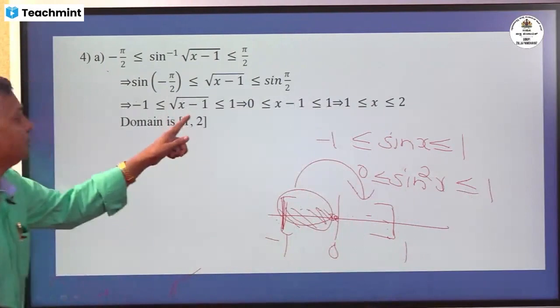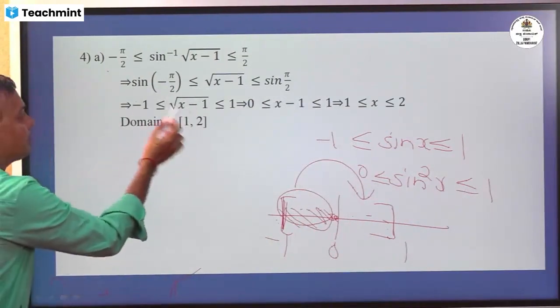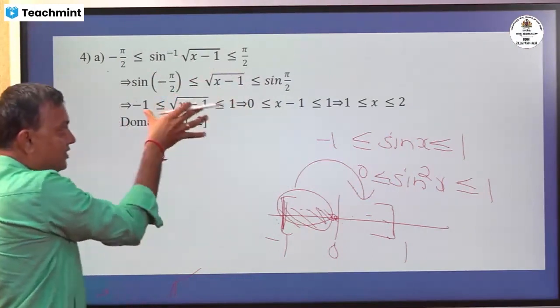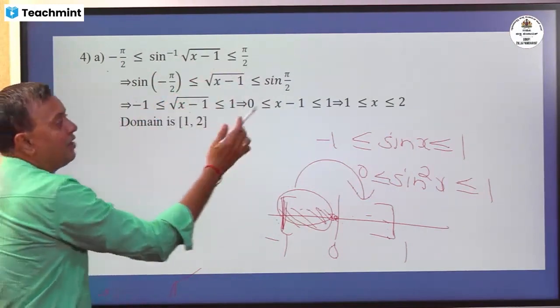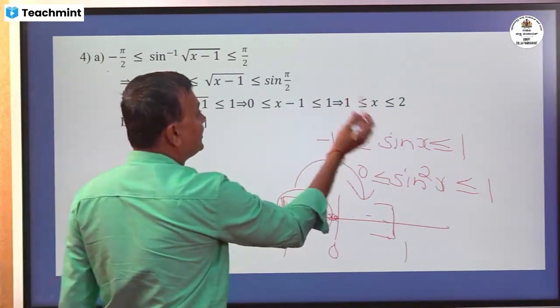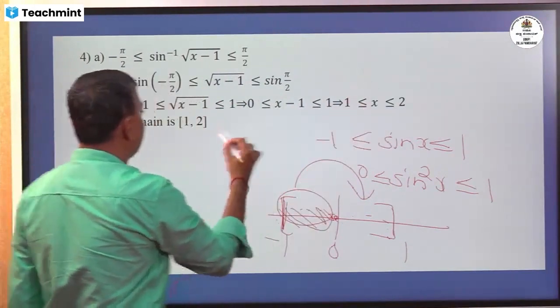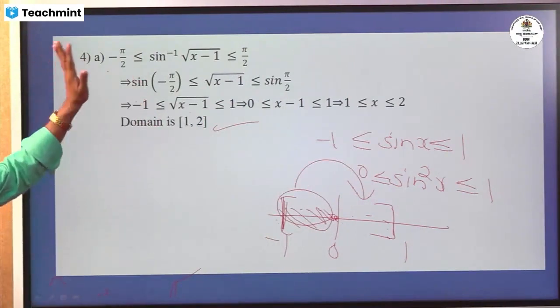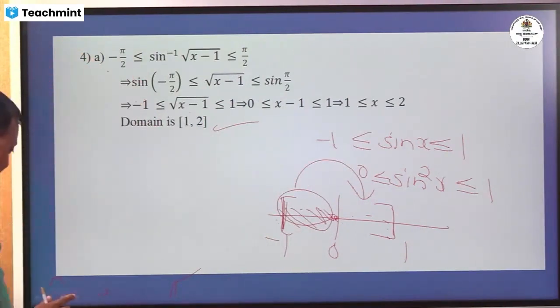Here also, root of x minus 1 is in the range, so x minus 1 we have to take in this, the positive values 0 to 1. Then add 1, we get x is greater than or equal to 1, less than or equal to 2. So the domain is the closed interval 1 to 2. So the answer is A. Next question.